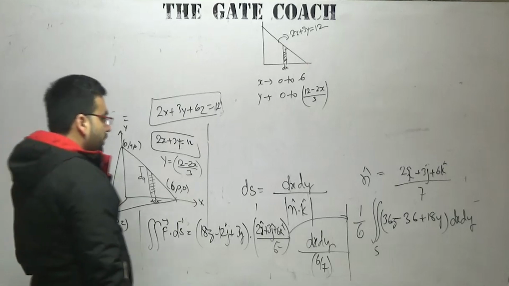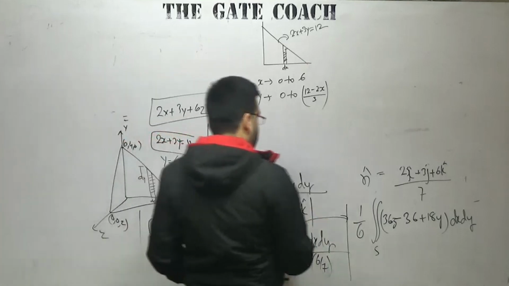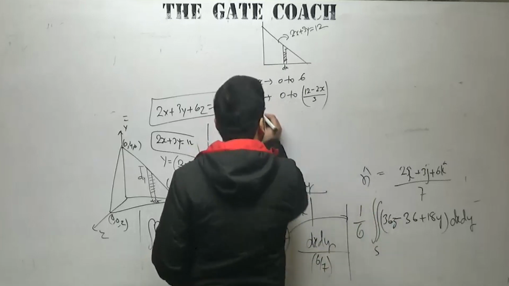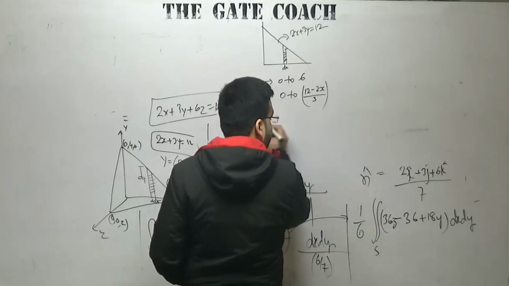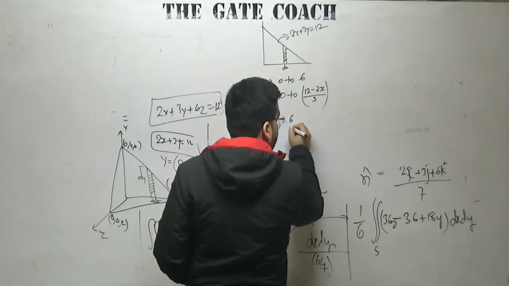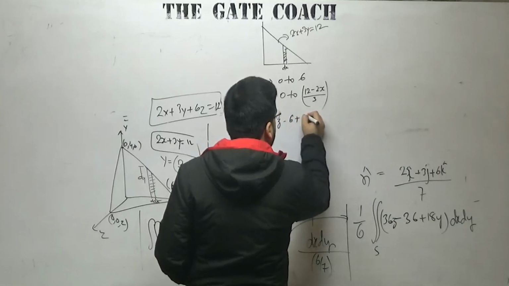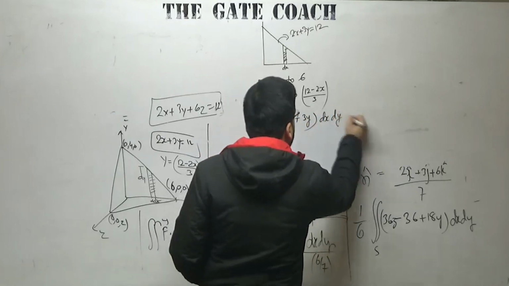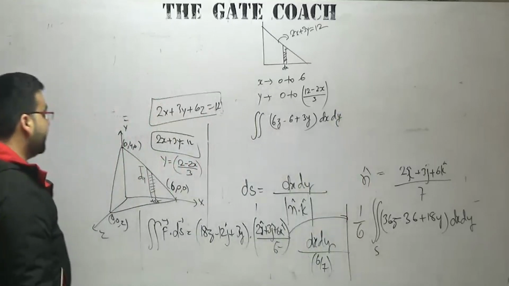Clear? Now, let me take 6 common here. If you take 6 common, this will be cancelled out. Double integral of 6 times of z minus 6 plus 3 times of y dx dy. Now, how to eliminate this z?